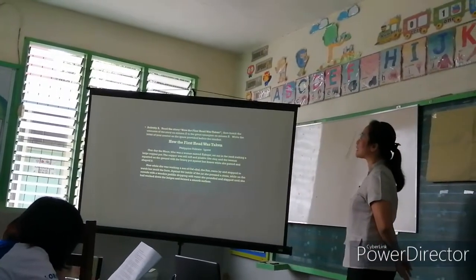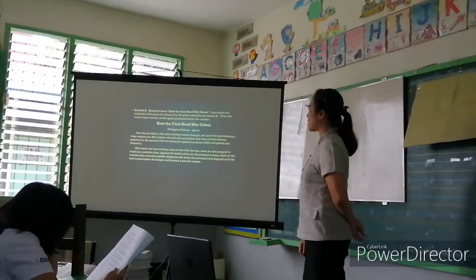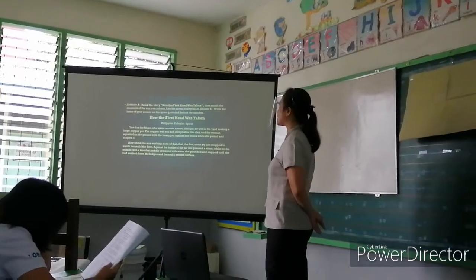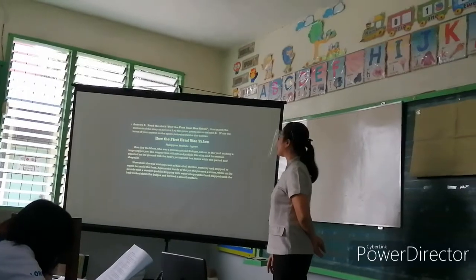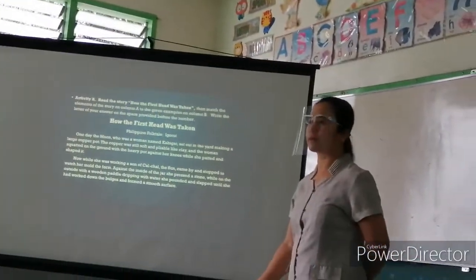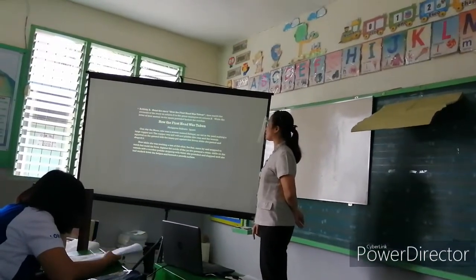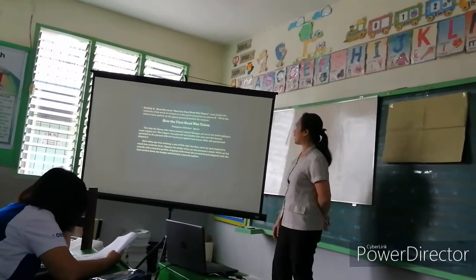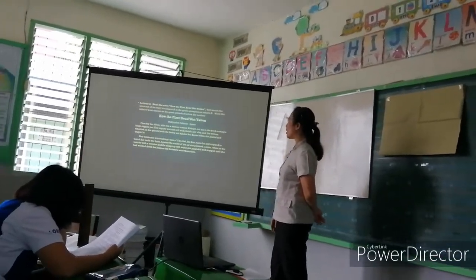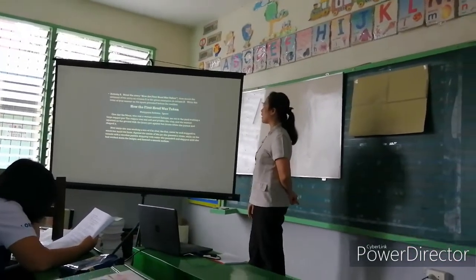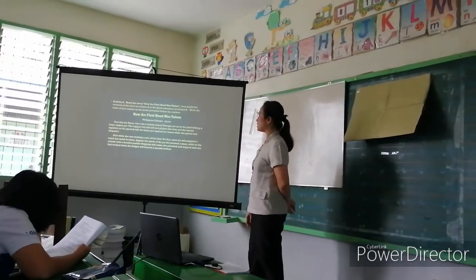I will just read it for you. How the first hat was taken, a Philippine folktale. One day, the moon, who was a woman named Kabigat, sat out in the yard making a large copper pot. The copper was still soft and feeble like clay. And the woman squatted on the ground with a heavy pot against her knees.